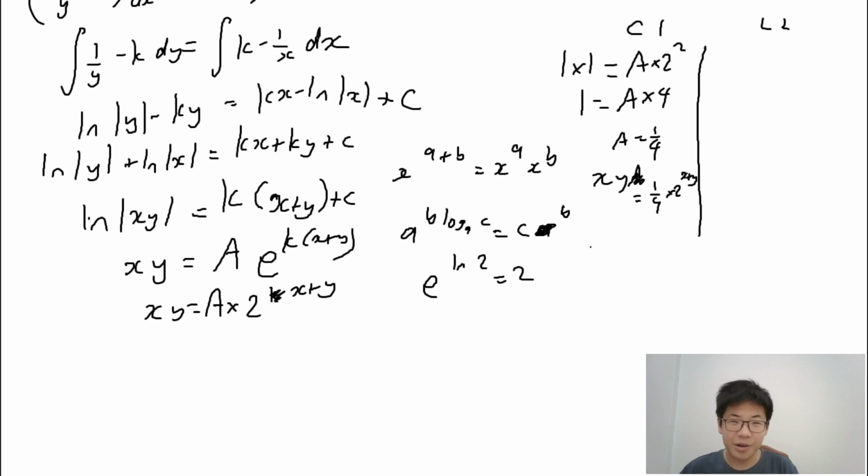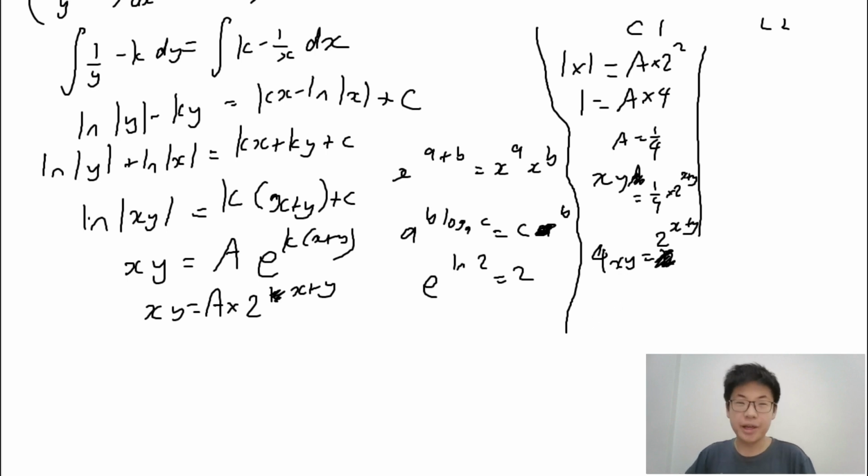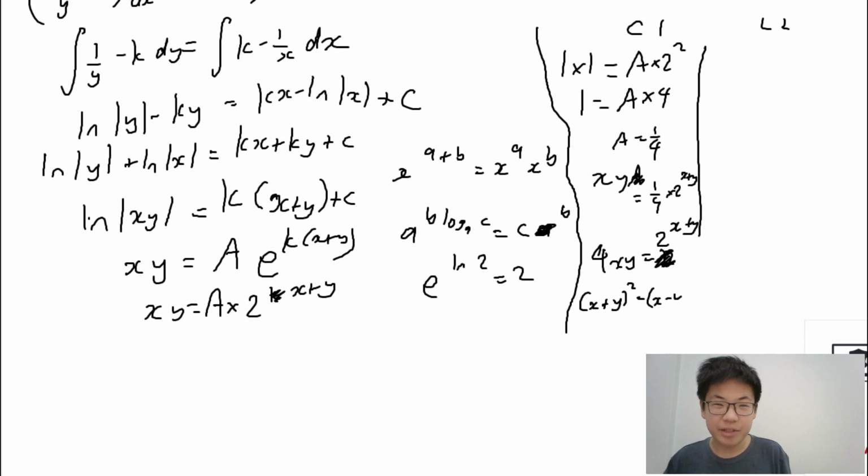That's it. Now, do you want to multiply both sides by 4? Sure you do, because it's part of mathematical simplification. 4xy equals 2 to the power of x plus y. Now, we are going to use what is called the quarter square formula. For 4xy, it's dead simple. Just take (x plus y) squared minus (x minus y) squared. And it turns out, if you expand both sides, that you actually get 4xy. Understand? Great. This is our equation for C1.